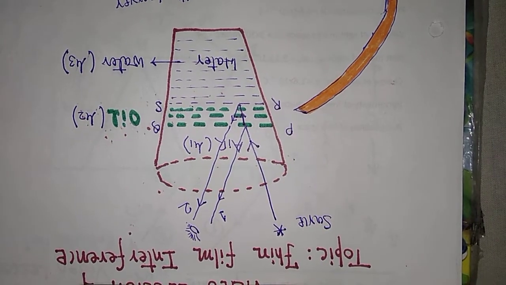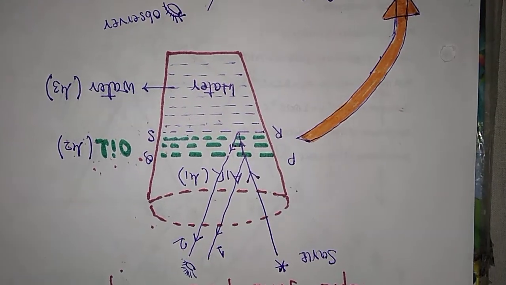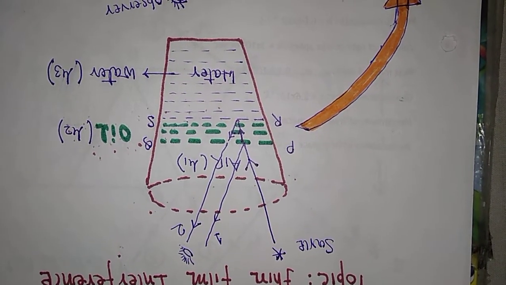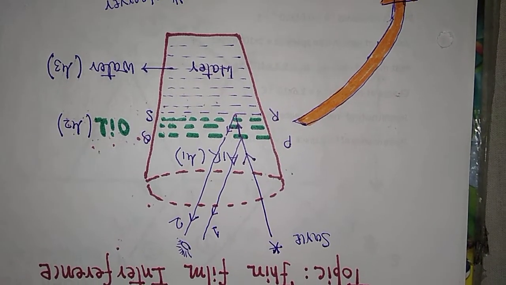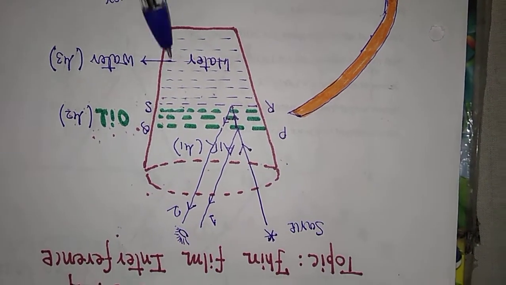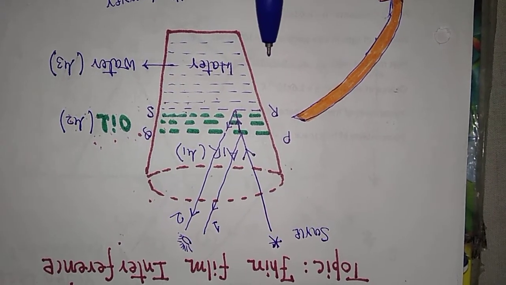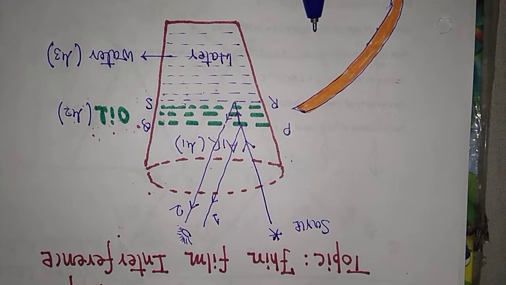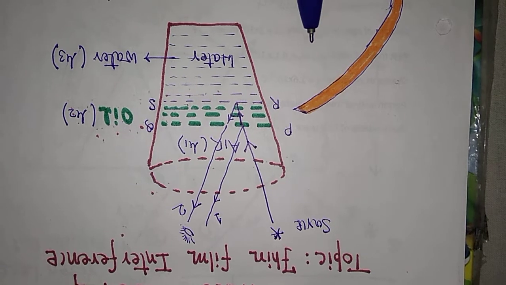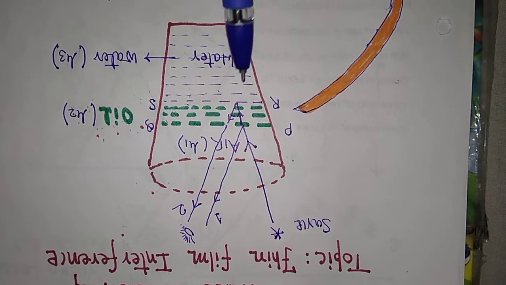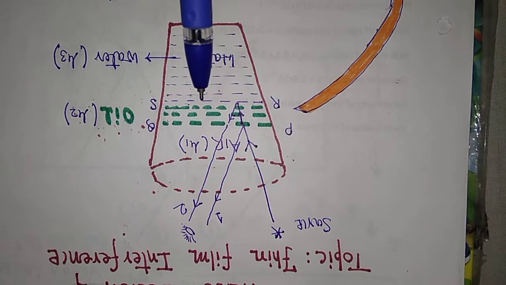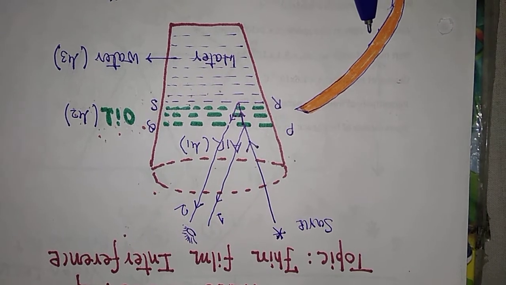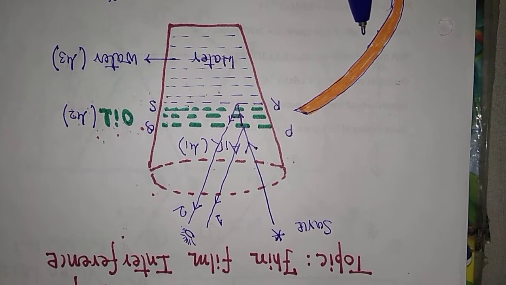Okay, so here in this figure we take a utensil half filled with water. This is the water, and suppose we drop some oil on it. So what will happen? The oil will spread throughout the water surface, and in this way a parallel thin film may be obtained, as shown in the figure.